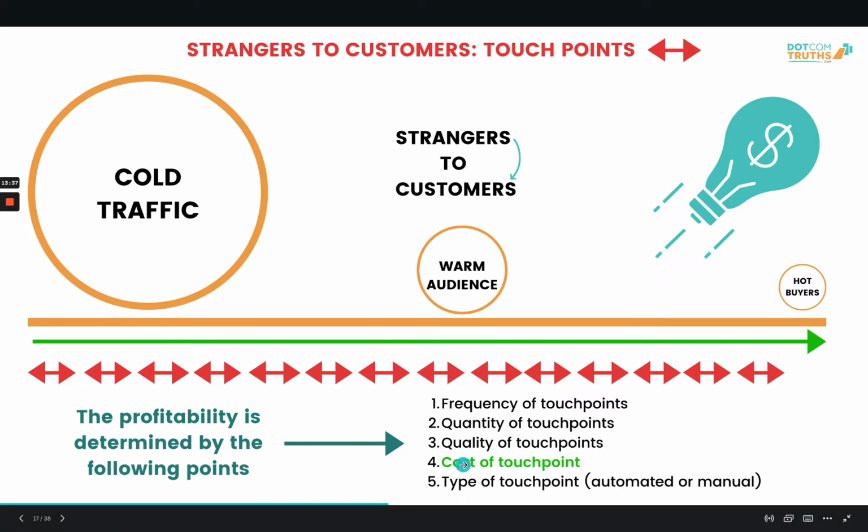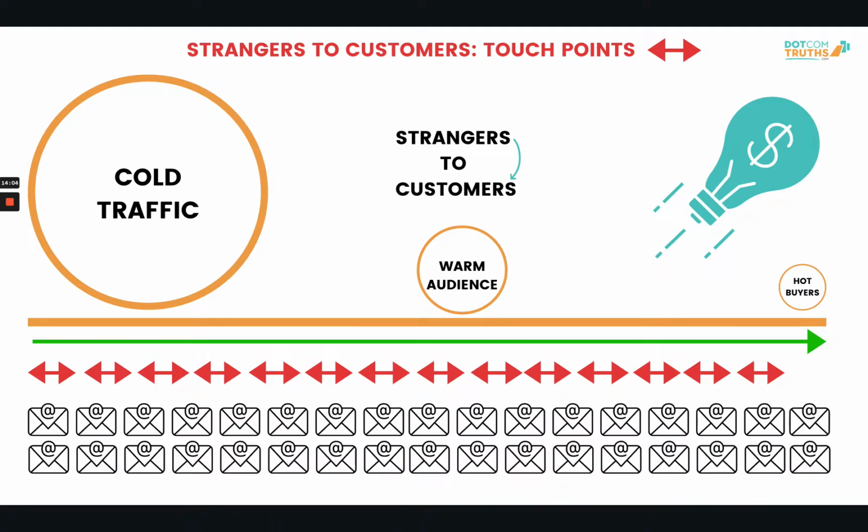And in the case of this particular training, it's the cost of the touch point, because sending an email costs you almost no extra money whatsoever. There is also the type of the touch point: is it automated? Is it manual? Because there are different ways to communicate. Again, this is a totally different topic. But the point is that the cost of the touch point is where an email list is really, really important.